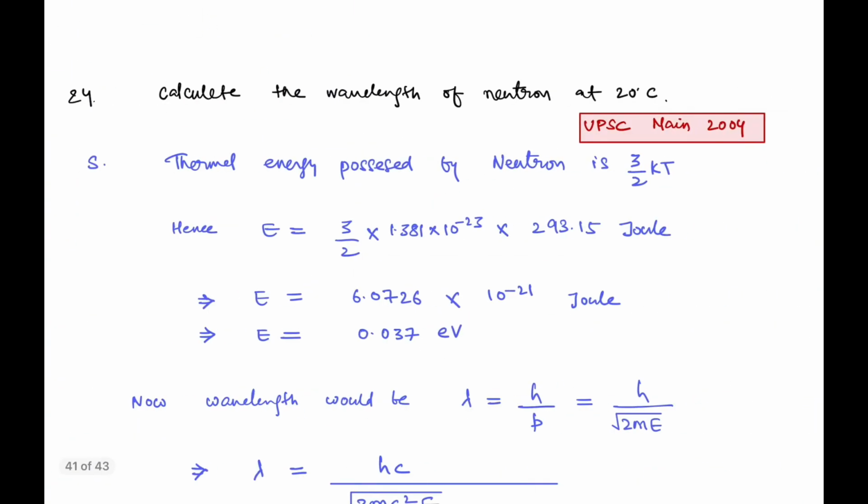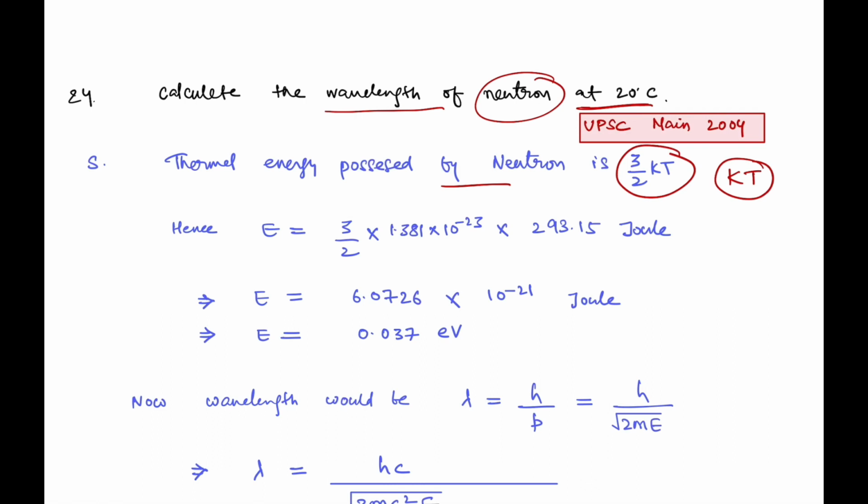Now we are required to calculate the de Broglie wavelength of a neutron at 20 degrees centigrade. We know that the energy possessed by the neutron is 3 by 2 kT, or you can use kT as well. kT is going to be more accurate depending on what kind of velocity you are using from the kinetic theory, I mean the average velocity or probable velocity. As per me, kT is going to be more accurate, and it is not going to create much difference because the order is going to be the same. 1 kT or 1.5 kT is not going to create much difference in the order of the energy.